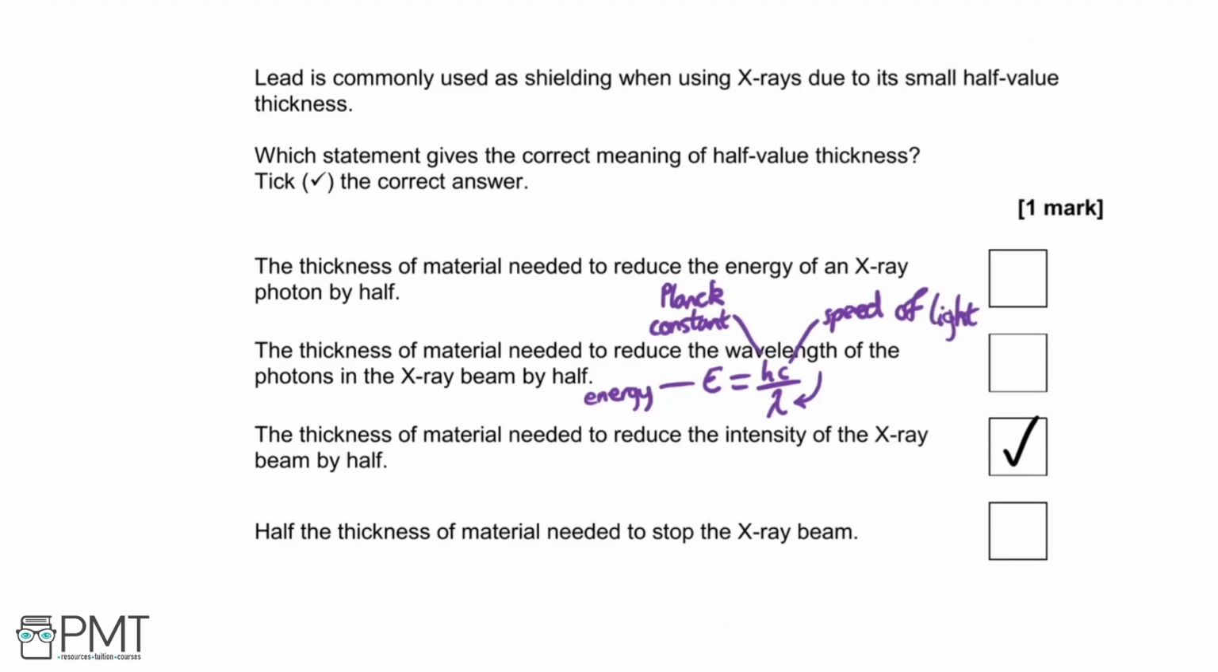And then the reason why it's not the last one is because, like I said, you can't fully stop the X-ray beam. You can only reduce its intensity asymptotically. So to know what half that thickness of the material needed to stop the X-ray beam would be, we'd have to know the full thickness, and there is no thickness at which you can fully stop the beam. So it's not the last answer either. So 1 mark for ticking the correct box. You don't need to say anything else, as it's just a multiple choice question.